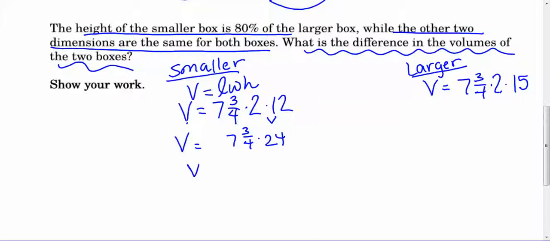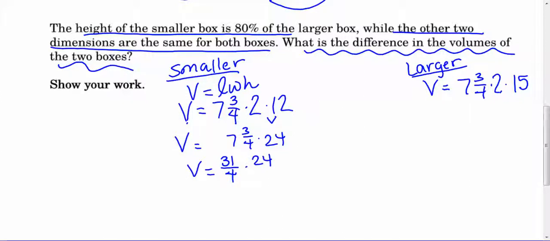Okay, and then I would change the 7 3/4 into an improper fraction. So 7 times 4 is 28. 28 plus 3 is 31. Use the same denominator, times 24.